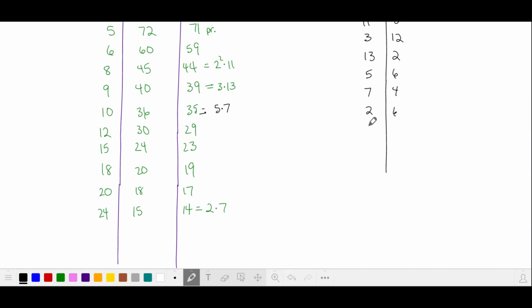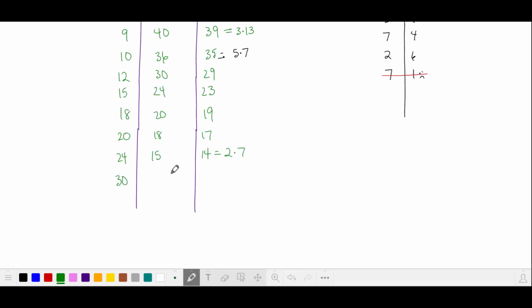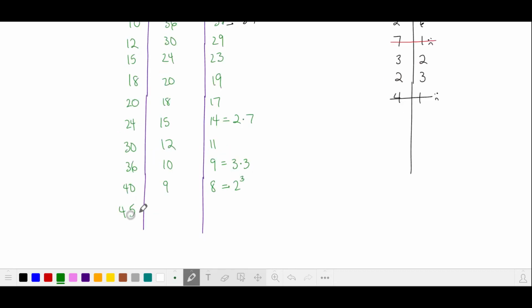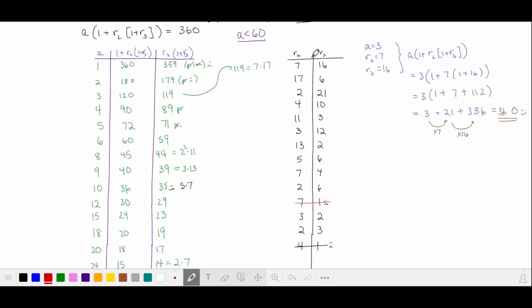We can't have R2 be equal to 7 because that would let R3 be equal to 1, and our Ri's need to be greater than or equal to 2. Our next factor is 30. Here we get 9, that's 3 times 3. 3 and 2, 40 times 9. This gives us 8. We can have R2 is 2 and R3 is 3. Any other factor is going to be invalid. Finally, we get to A is equal to 45, and this is prime. So for n equals 3, we get 12 more valid sequences.